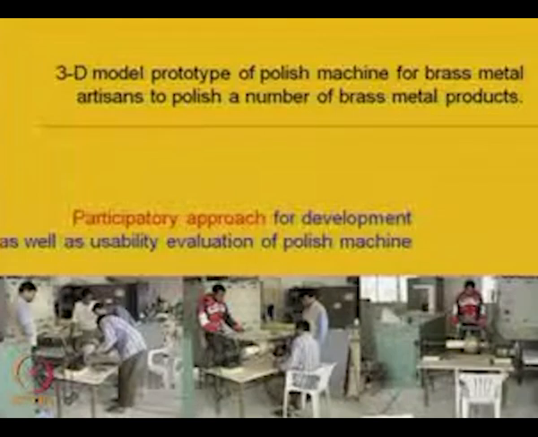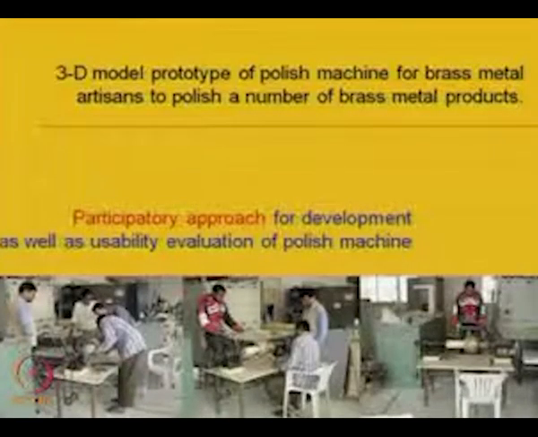Whatever idea came, first a 3D prototype of a polish machine for brass metal artisans to polish a number of brass metal products was developed. It means first we made a 3D model in the computer, and after getting certain feedback from the users, after showing that, we made a full prototype. And while making this prototype, we asked those people to come there and assist in the making, so that all their modifications and suggestions could be incorporated.